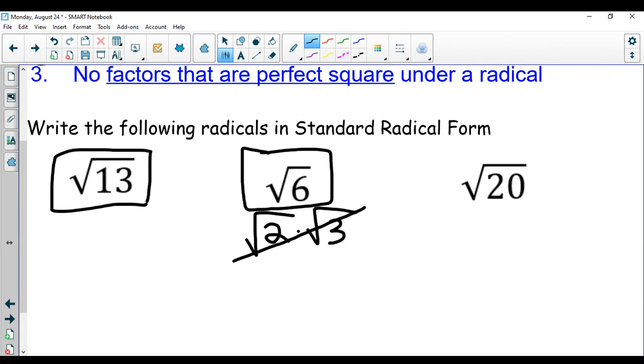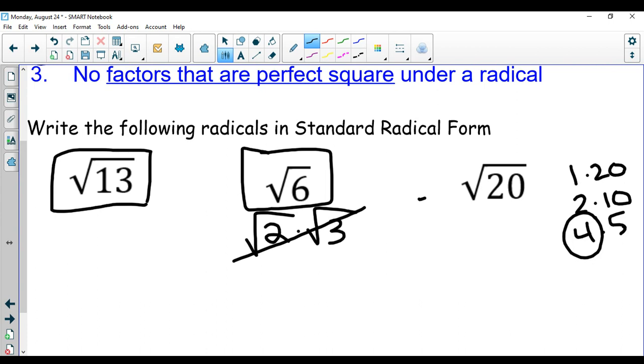20 is a little different, though. It has some factors, and so we're looking for a factor that would be a perfect square. So I'm just going to write them down, right? There's 1 and 20, which doesn't help us at all. 2 and 10, that's another pair of factors that multiplies to make 20. And 4 and 5. Okay. So we're looking at our factors right here, and we notice that 4 is a perfect square.